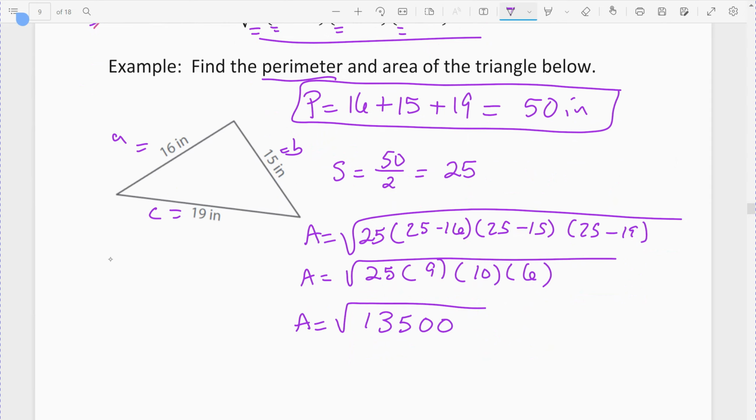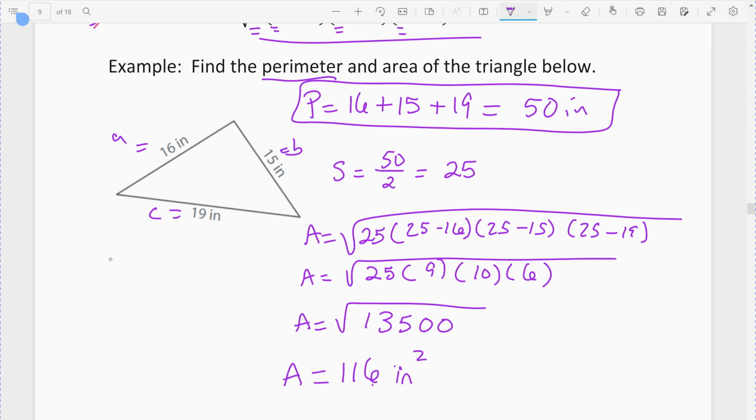Again, everything's left exact until you get to the final answer. The final answer is the only time that you round. This time I'm going to round to the whole number. It came out to 116.91, so I'm going to round to 116. It's in inches, so the square unit on that would be inches squared.